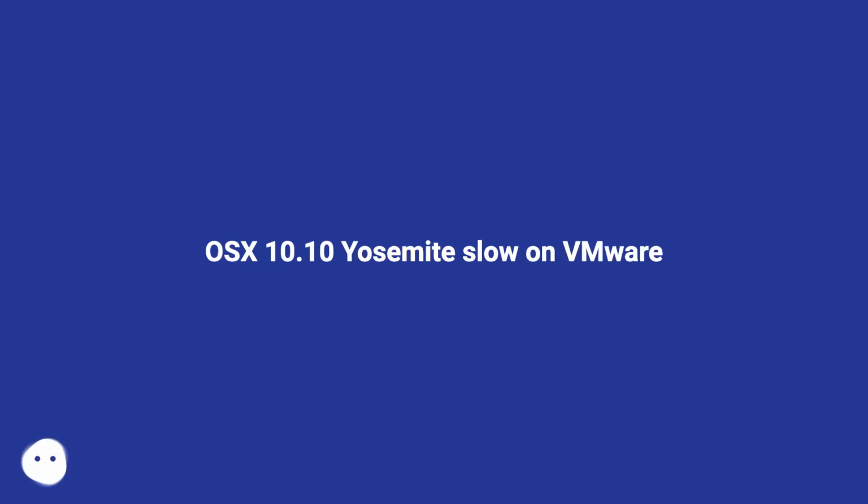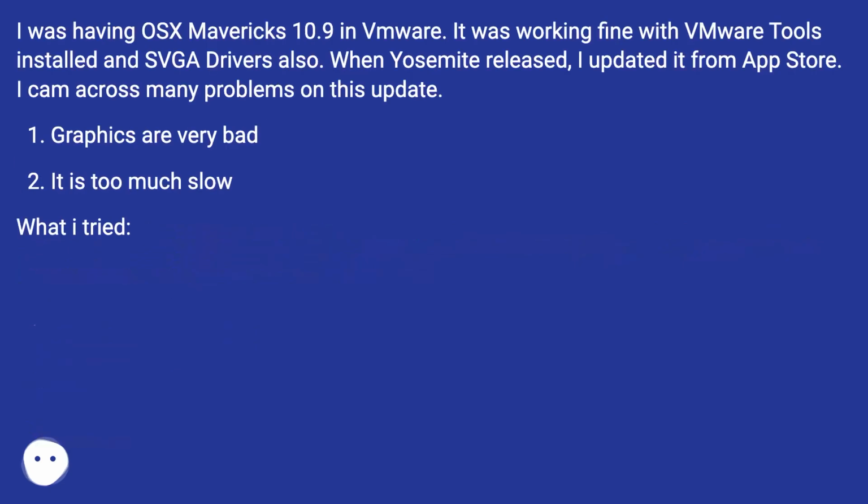OSX 10.10 Yosemite slow on VMware. I was having osx-mavericks 10.9 in VMware. It was working fine with VMware tools installed and SVGA drivers also. When Yosemite released, I updated it from App Store. I came across many problems on this update. Graphics are very bad. It is too much slow.